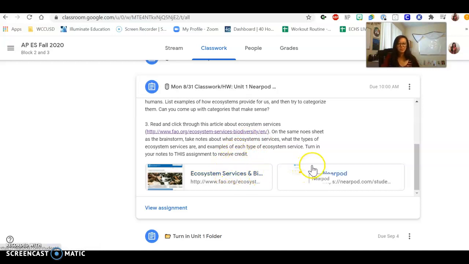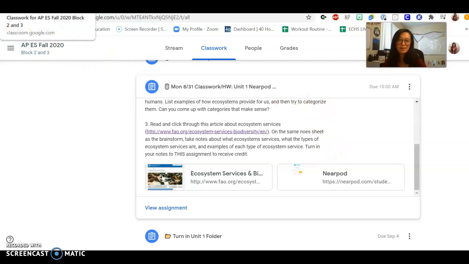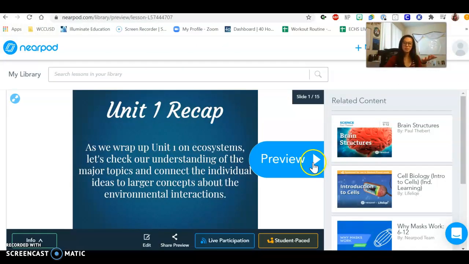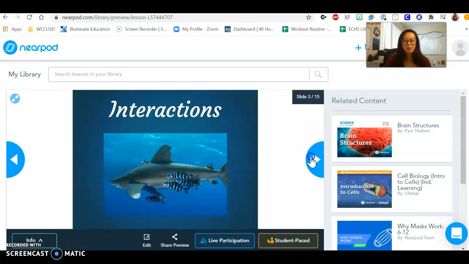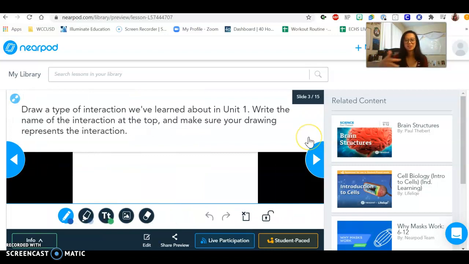So let me go through really quickly what the Nearpod assignment is about. All right, so this is what your Nearpod should look like. It was mostly a recap on some of the big ideas in Unit 1. So the first thing we talked about are the different interactions. The first prompt was for you to draw any type of interaction that we learned about in Unit 1. That can be anything like predation, predator-prey, competition, any of the symbiotic relationships like commensalism, parasitism, or mutualism.